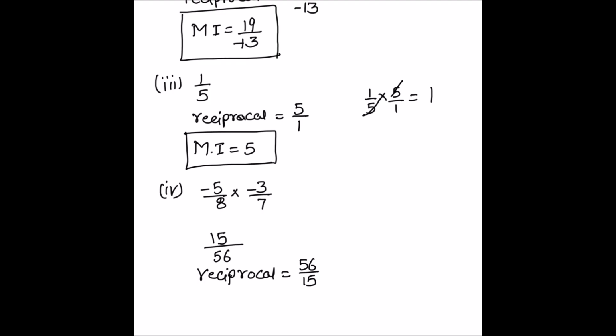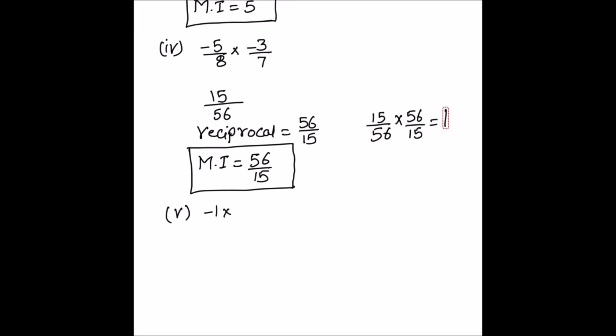Let's check by multiplying it by the original number, which is 15 upon 56. So 15 upon 56 times 56 upon 15 equals 1. So hence this is the multiplicative inverse of the number. The multiplicative inverse will be 56 upon 15.